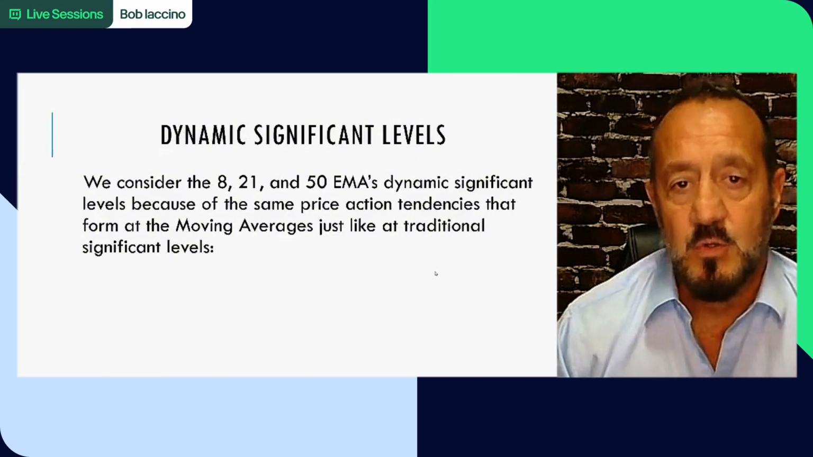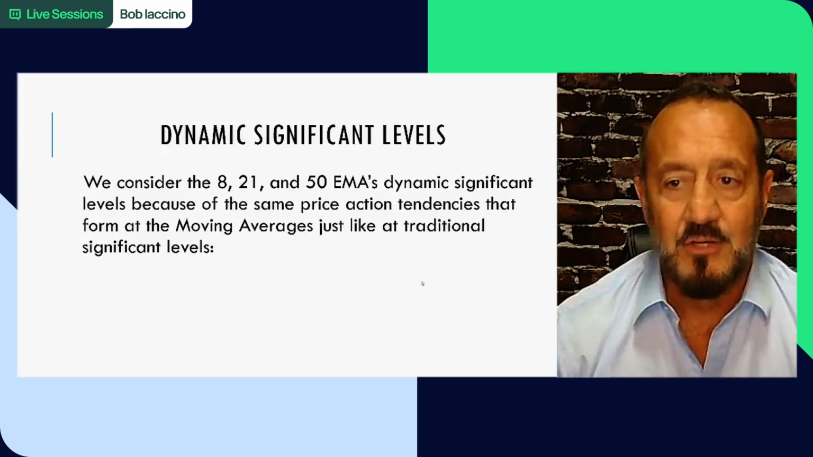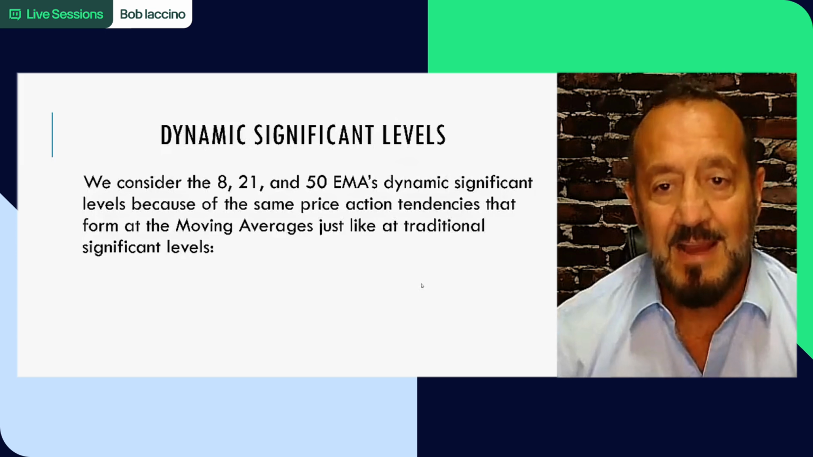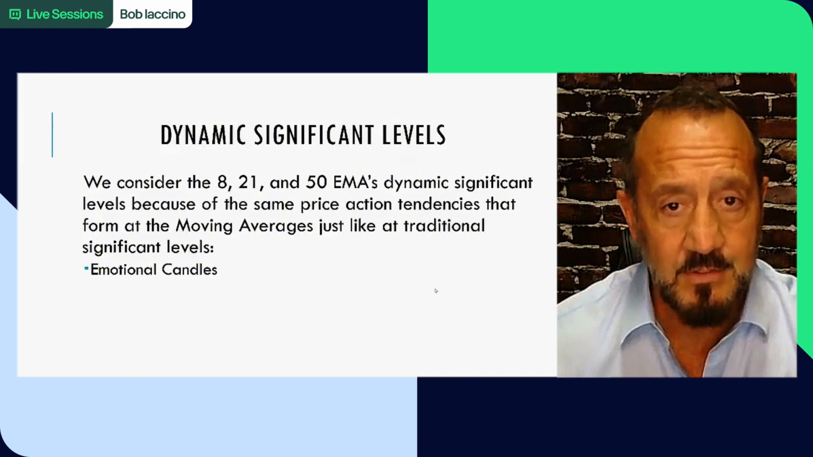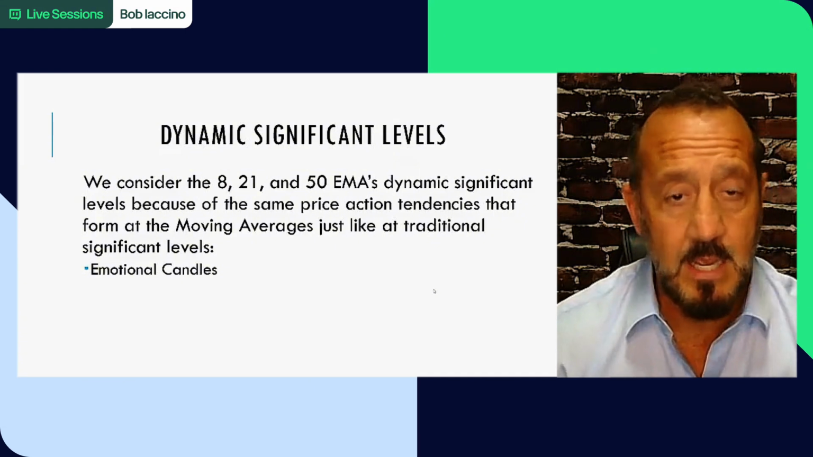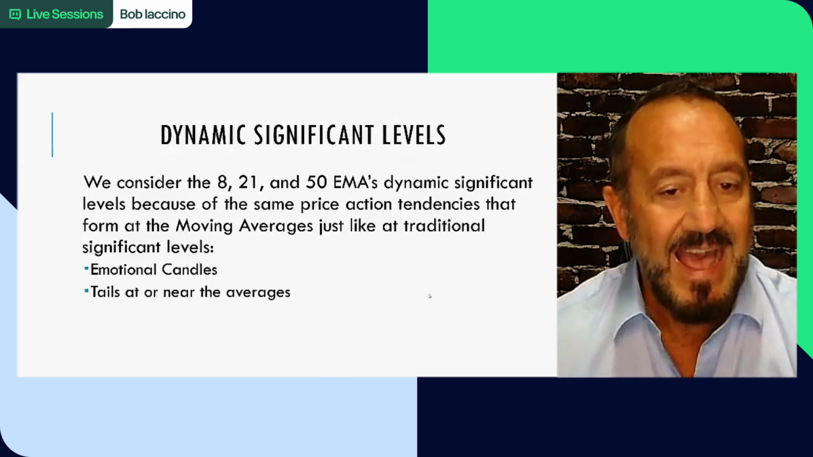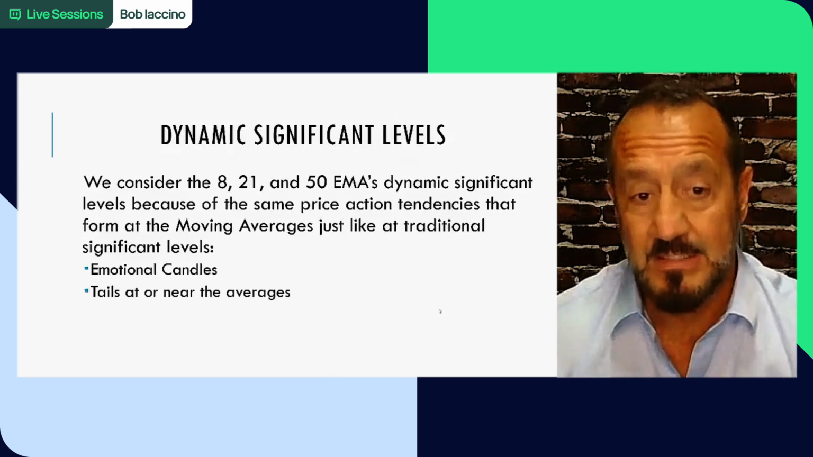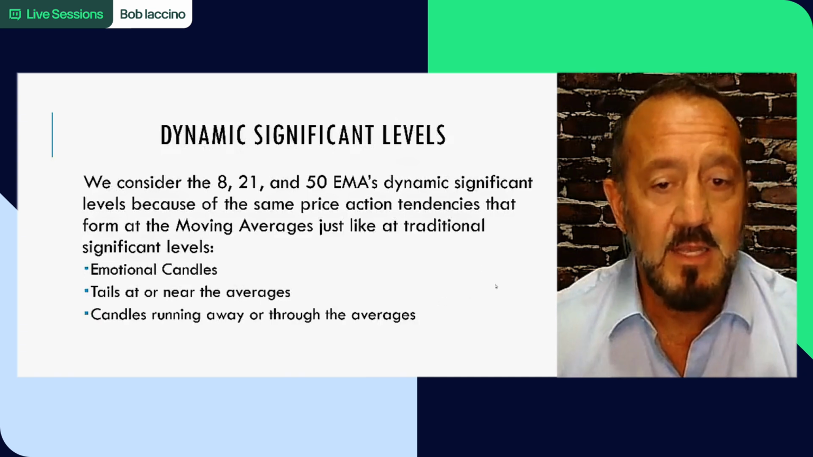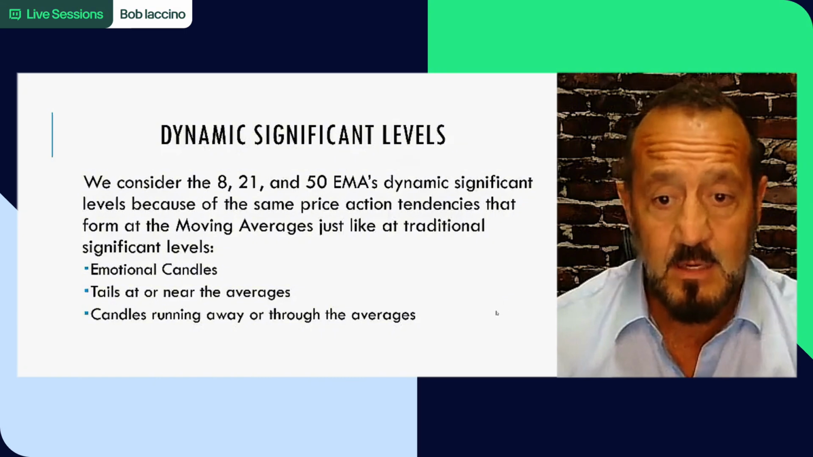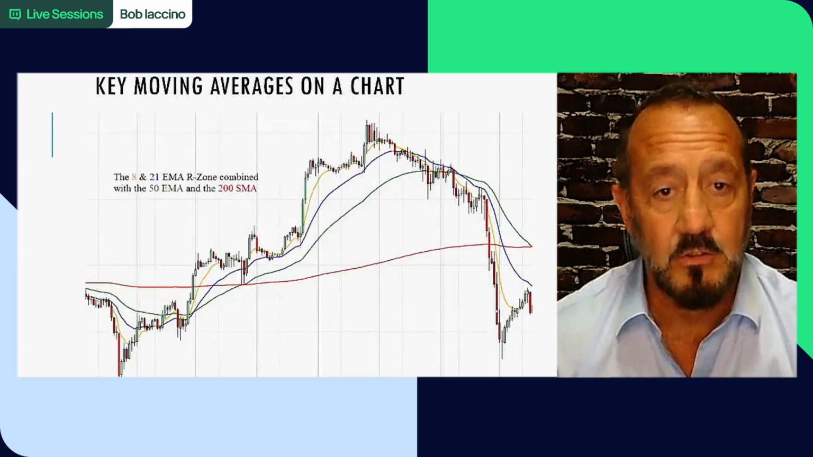We consider the 8, the 21, and the 50 dynamic significant levels because of the same price action tendencies that form at the moving averages, just like at traditional significant levels. You get emotional candles, which are either big colored candles, red or green, or they have massive wicks. You get tails at or near these averages. The massive wicks that I just talked about happen at or near these averages more often than not. And candles seem to either run away or break through these averages aggressively. That's the testing we looked for.